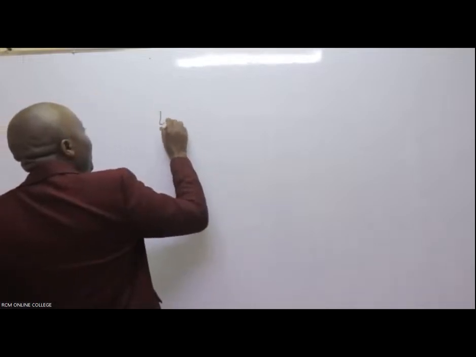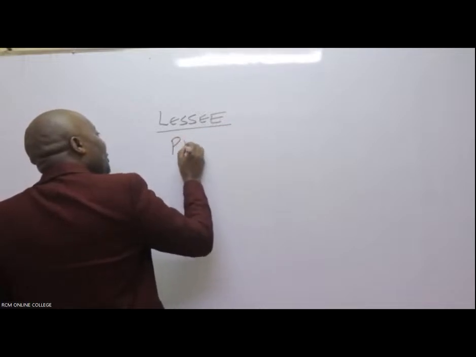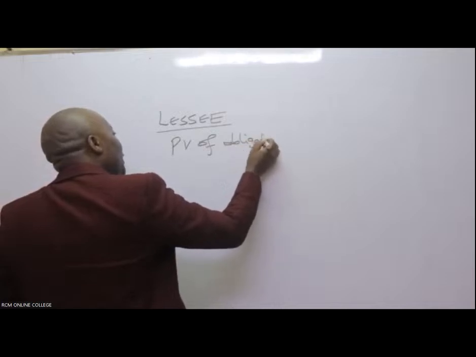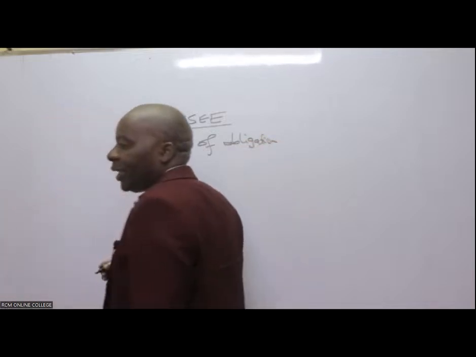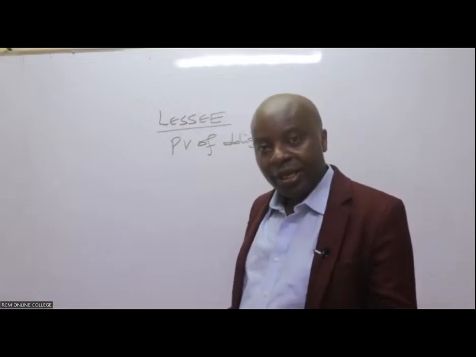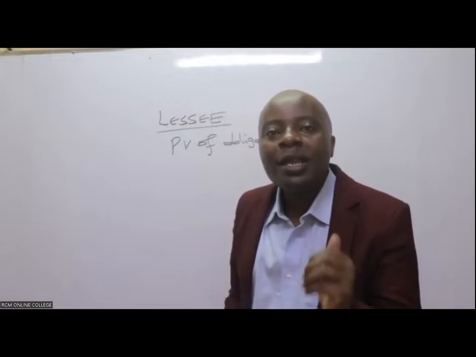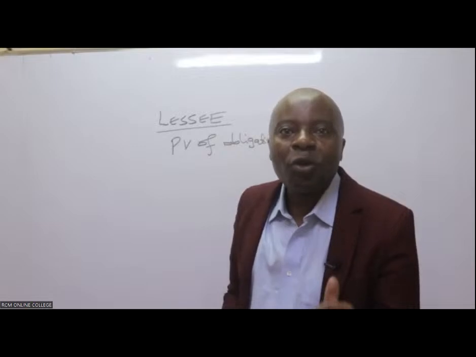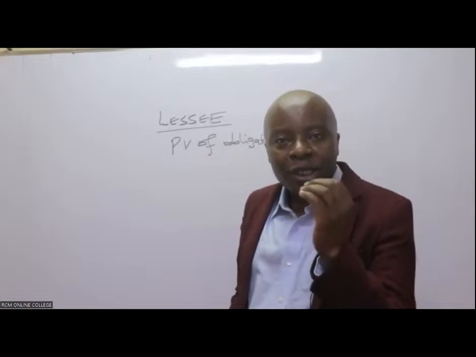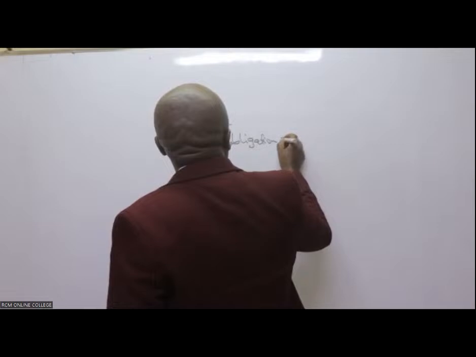So the lessee, we can see something very important here. They have given us the present value of the obligation. Remember that this lessee, at the end of the day, is obligated to pay the lease rentals. So what are you told to do with this lessee? First of all, they give us the present value of his obligation, because he'll be paying 500,000 every year. So this present value of his obligation, we are told, is 1.9 million.